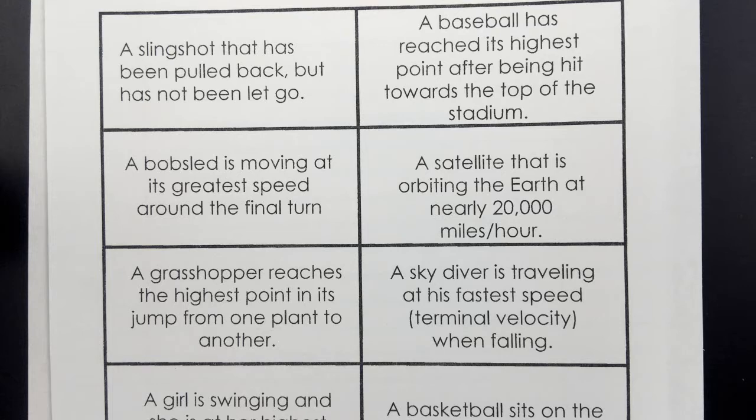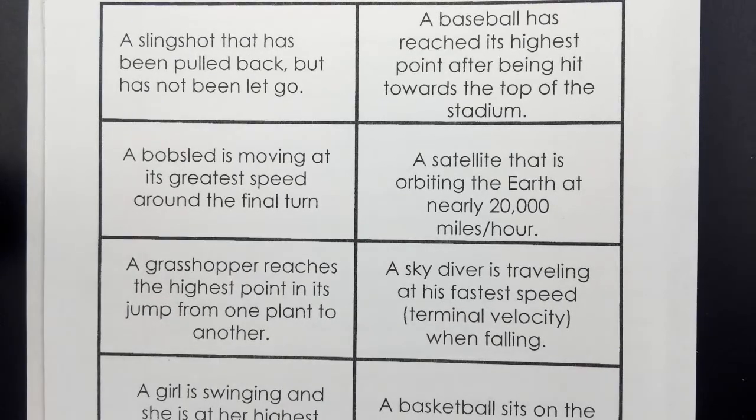So, a slingshot that has been pulled back but not been let go, that is potential. Put a little P on the back of it. You should have 10 that you cut out. A bobsled is moving at its greatest speed around the final turn. Kinetic. Little k. Not necessarily lowercase. We're just putting it small so that you can't see the answer. So when you study them, okay?